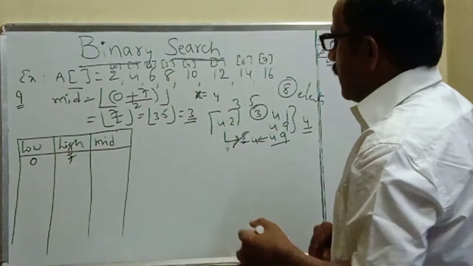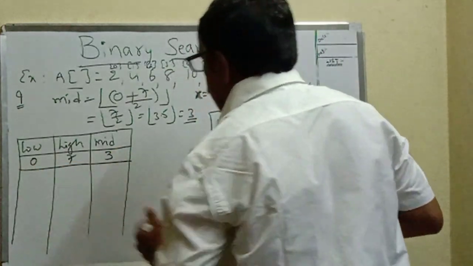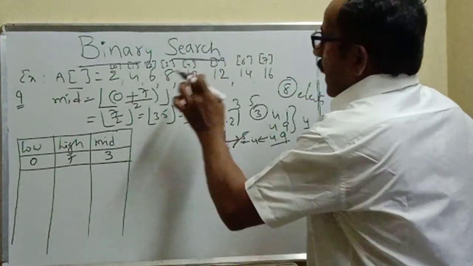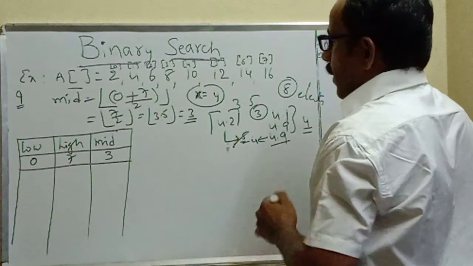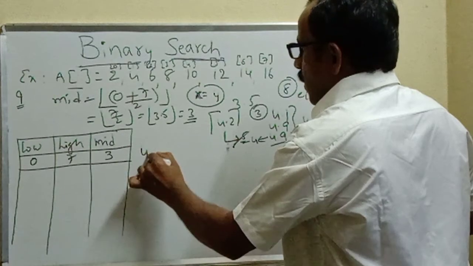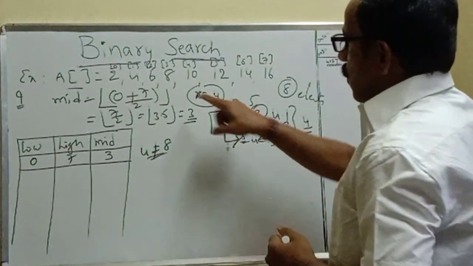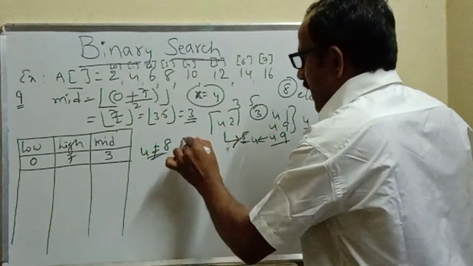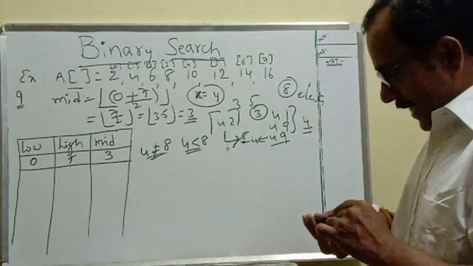What is the mid value? Mid location number is 3. Then our aim is to compare the mid location number element with the searching element. What is the searching element? 4. We are going to search 4 and compare with mid. So 4 is not equal to 8, but the relationship existing here is 4 less than 8.